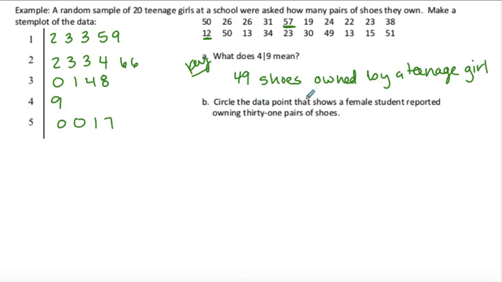B says, circle the data point that shows a female student reported owning 31 shoes. So I would go to my stem that's 30, and 1 would represent 31 pairs of shoes. So that's what I did over here, circling that data point.